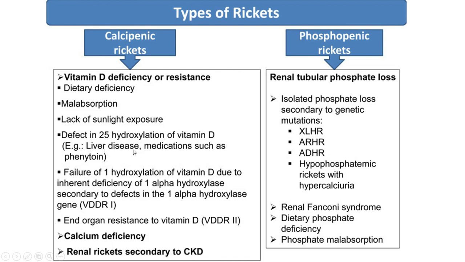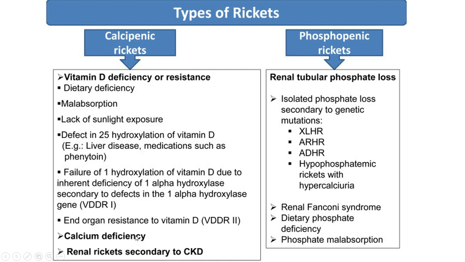disease or any medication due to long-term phenytoin, or failure of the 1-hydroxylation, which is found as 1-alpha-hydroxylase decrease in the kidney. So this is vitamin D resistant rickets type 1. But another problem of vitamin D is end organ resistance. So the receptor is defective. So it is also called vitamin D resistant rickets type 2.